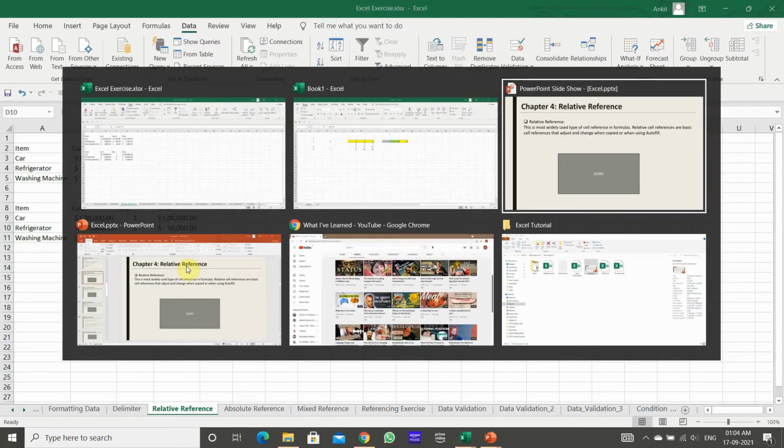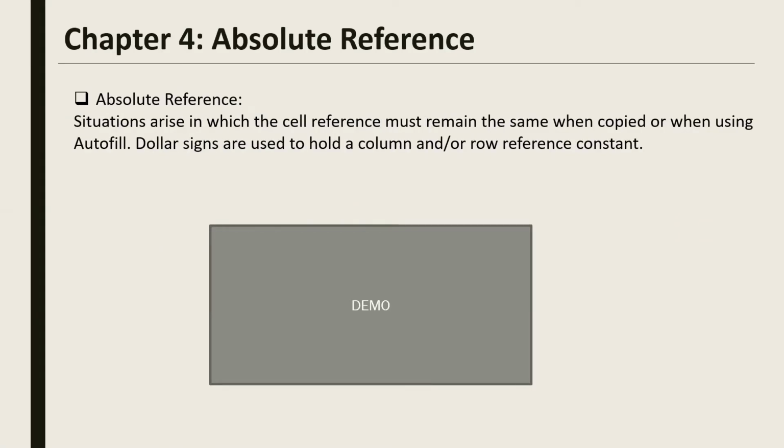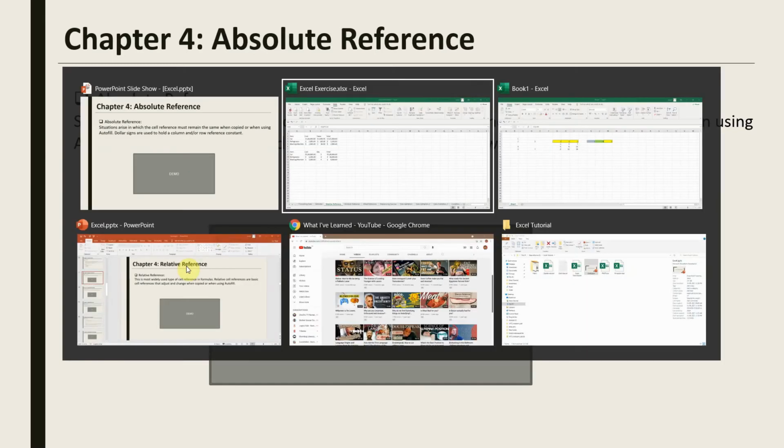Now let's understand the absolute references. With absolute references, a situation might arise where we need to block the cell or the cell reference. We hold or block the cell by using the $ sign in front of the cell reference. Okay, let's understand it.